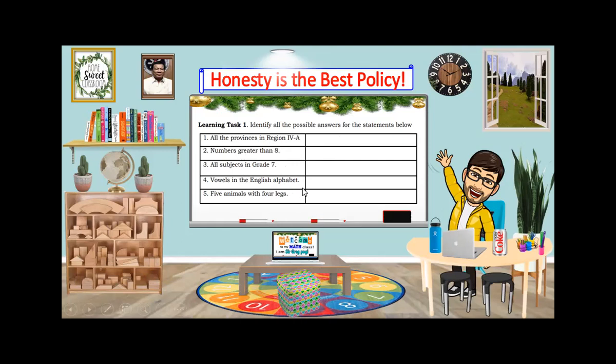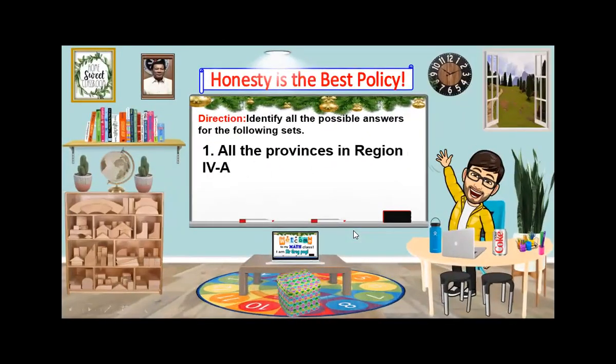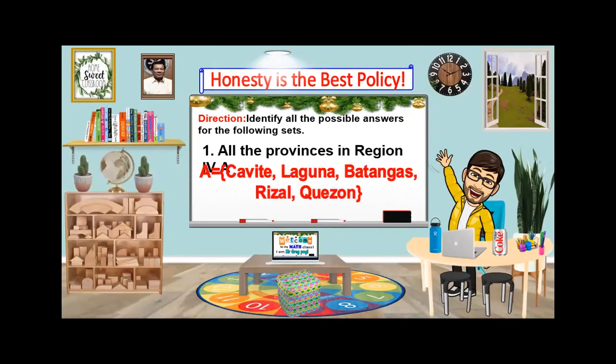So I guess you already have your answers. Let's have first number one. The possible answers for number one, you have to write as a set. Capital letters represent the set. So set A equals the provinces of region 4A: Cavite, Laguna, Batangas, Rizal, and Quezon. This is the way of presenting sets: enclosed in brackets, with the elements inside the brackets. The set is denoted by a capital letter. It can be any letter of the alphabet, as long as it is a capital letter.